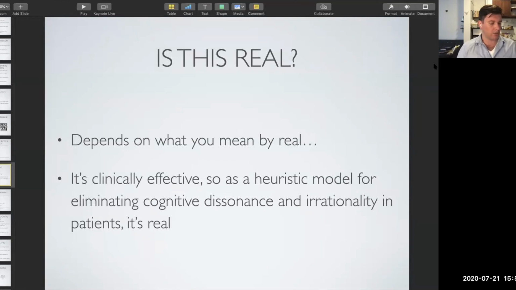So just like most of Chinese medicine, it's a useful way of thinking. It's a useful heuristic. We certainly can see people who go through a traumatic experience and have a personality change afterwards. That's a thing that happens. So it's real in that sense. Whether or not there's a literal spirit that comes into their body and whether or not these points wake up some internal energy in them to expel those spirits, I don't care. It's clinically effective. So it's a good way to help eliminate cognitive dissonance and irrationality in patients.